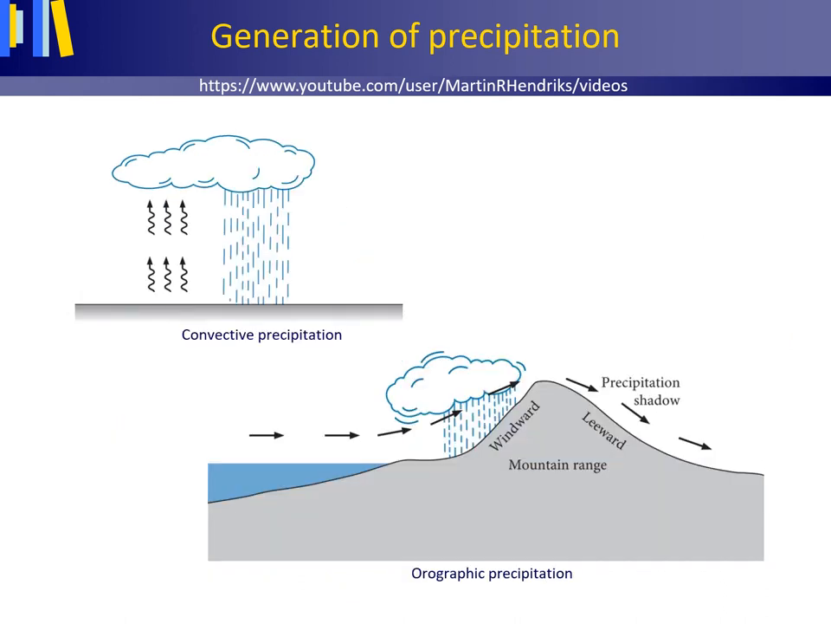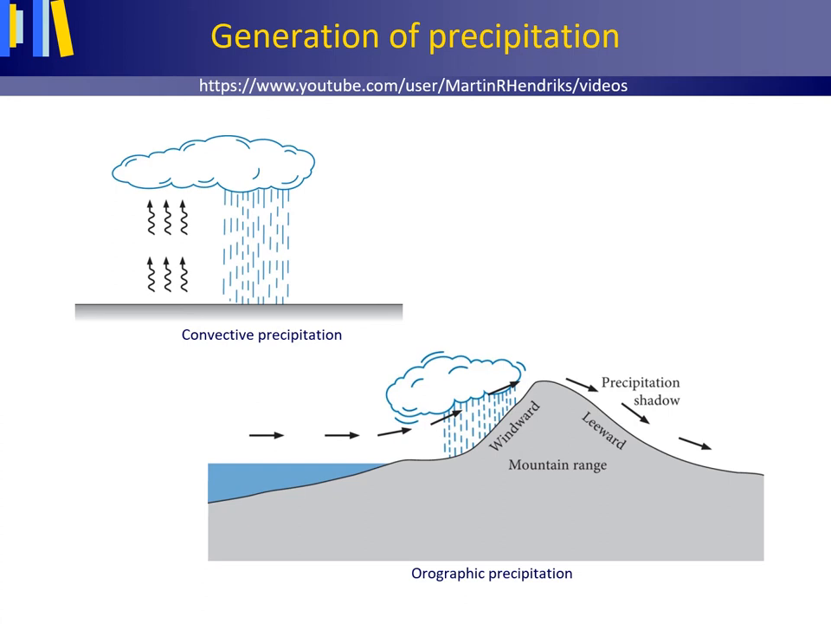Rising, expansion, and cooling of air and the formation of clouds by condensation are preliminary steps for the generation of precipitation. The process is leading to the uplift of air, and the scale at which these processes act may, however, differ. Following this, a number of different types of precipitation can be distinguished.